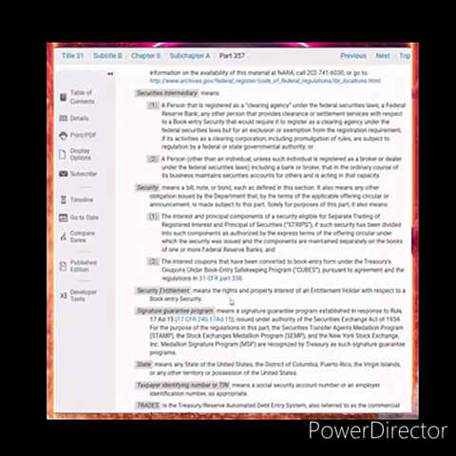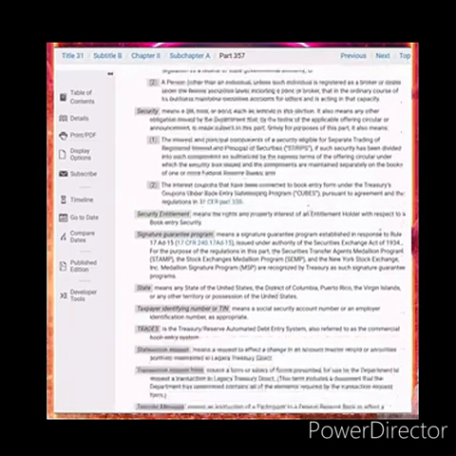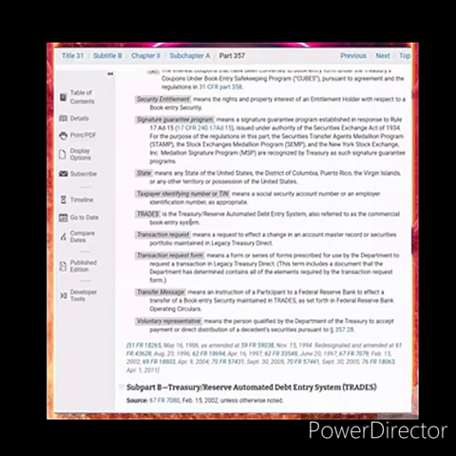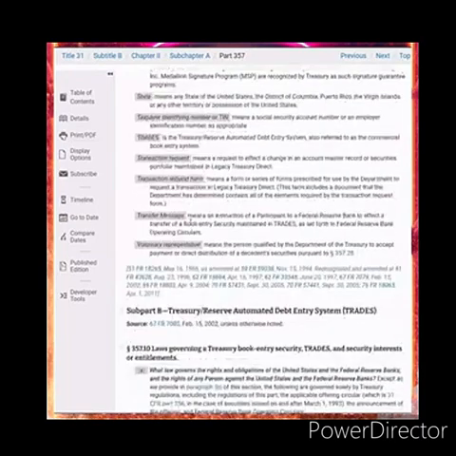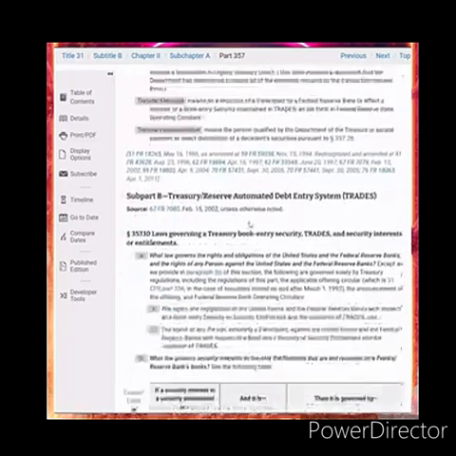Security entitlement means the rights and property interest of an entitlement holder with respect to a book entry security. That's all we're doing, folks. That's all we're doing.